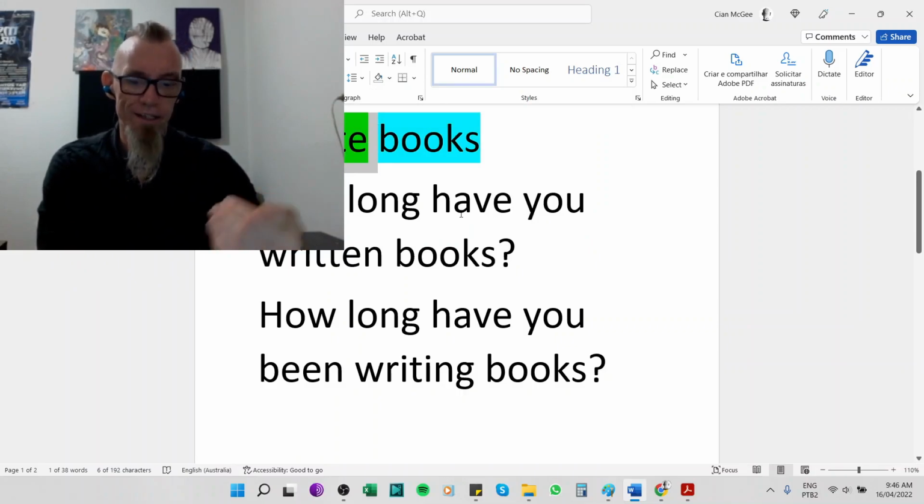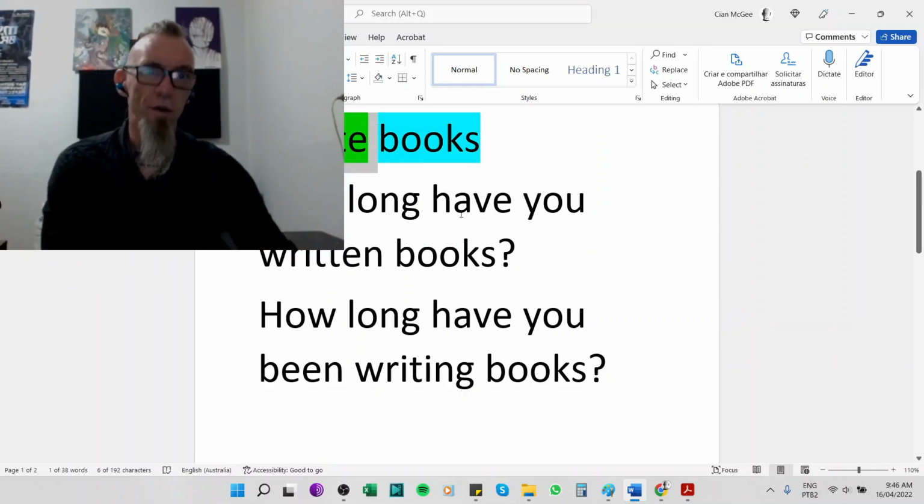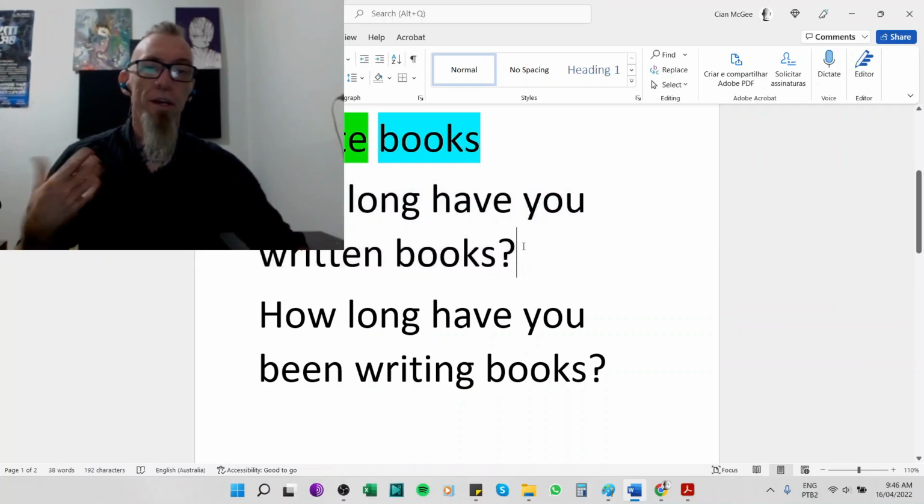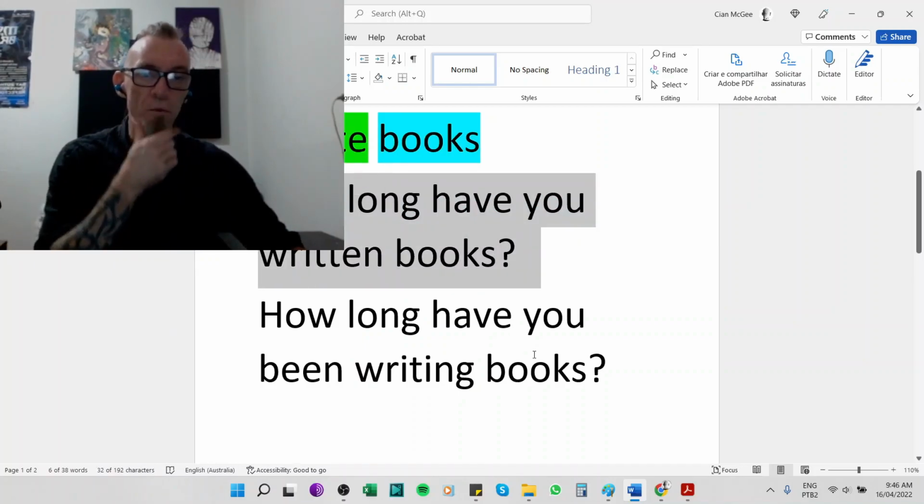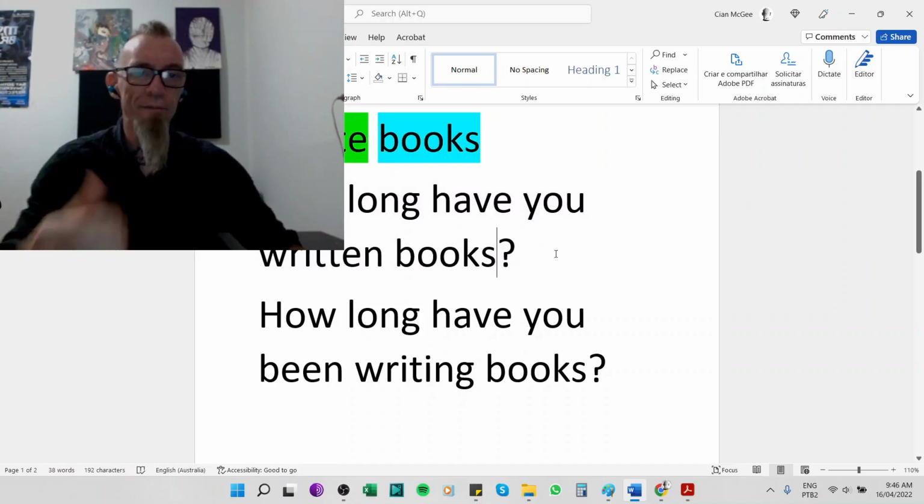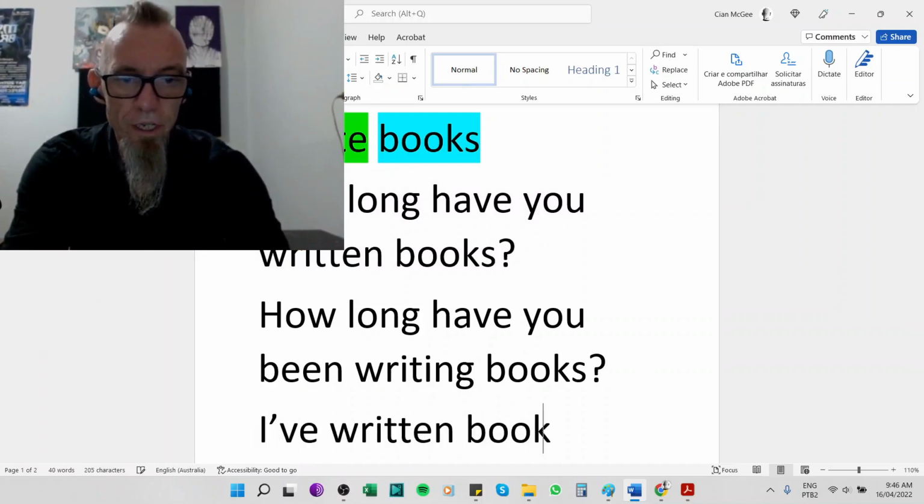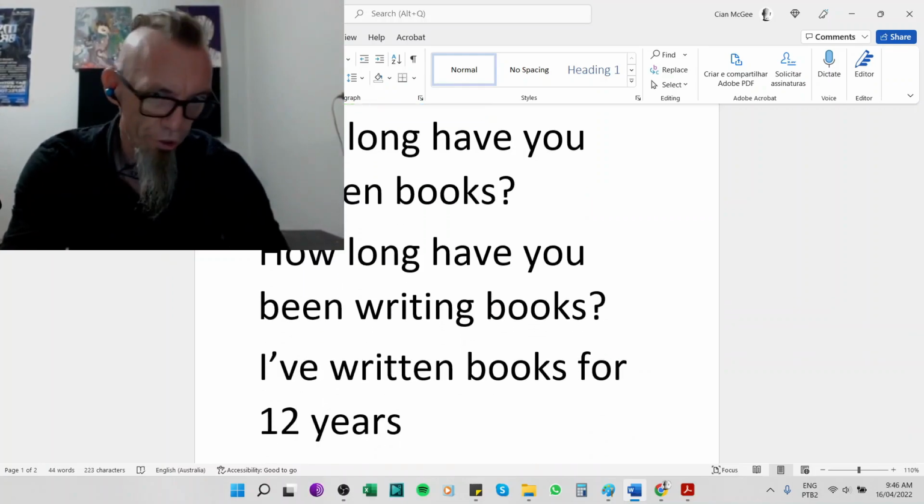the structure that it comes from. So I write books. The question should be, how long have you written books? It's a question that sucks. So if I were looking at the difference between why we do the two, I've written books. So if we look at this answer, I've written books for 12 years, published, we'll say.